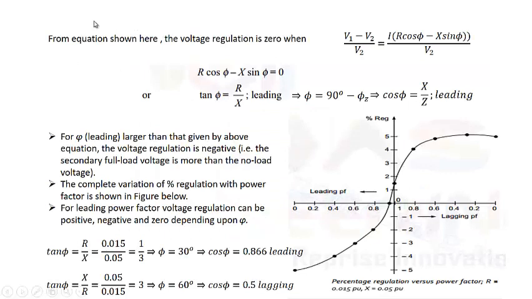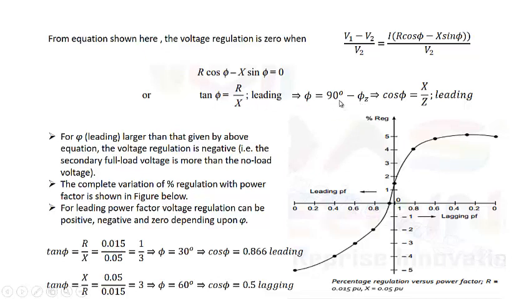Now, from the above equation, the voltage regulation can be 0. That means when the voltage regulation is 0, we can take this equation, so in that case r cos of phi minus x sine of phi. That means in leading case, r cos of phi minus x sine of phi is equal to 0. That means in this case, tan phi will be equal to r by x, the inverse of the earlier one, and it should be leading. That means phi will be now equal to 90 minus phi z.